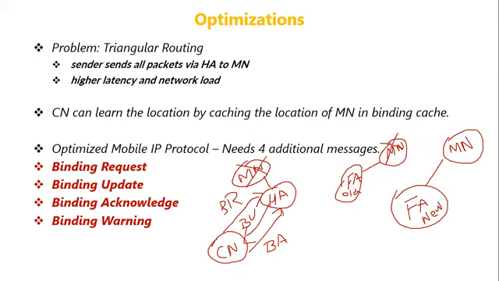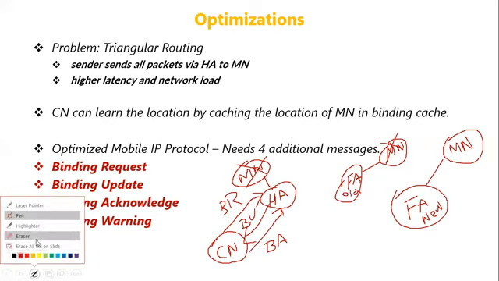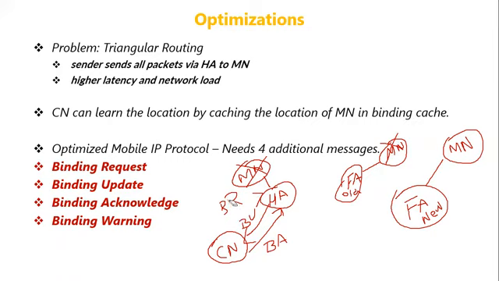But this information is not updated to CN, because CN has not made any request now to HA. Sometime back it made a request and it identified that the mobile node is with this particular FA, that is the old FA. Now if CN wants to communicate any data, it will directly send that data to the old FA, because CN thinks that this particular mobile node is with the old FA.